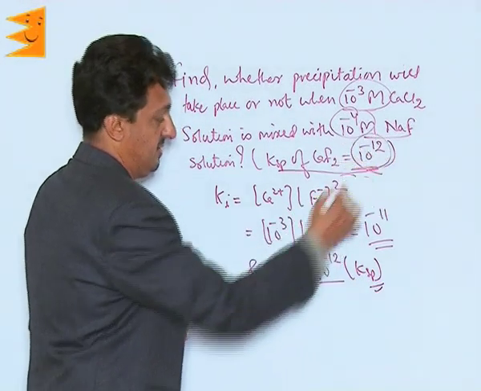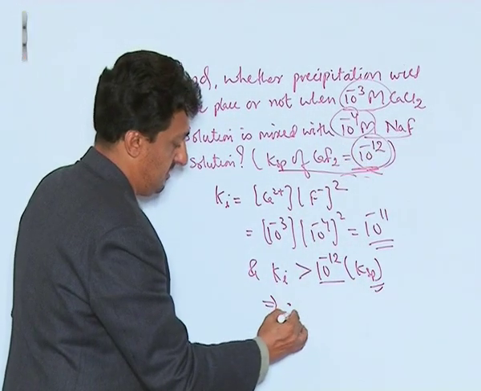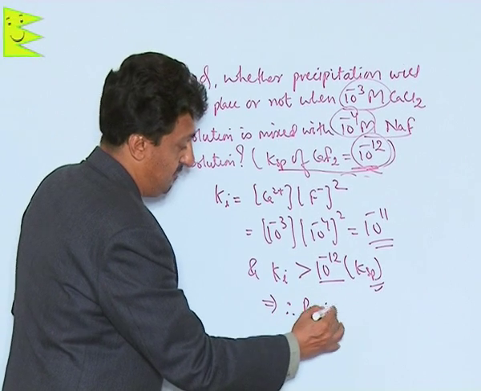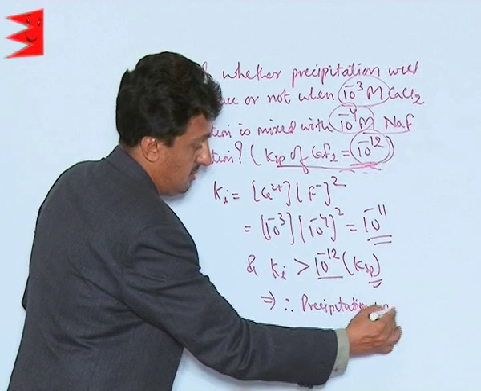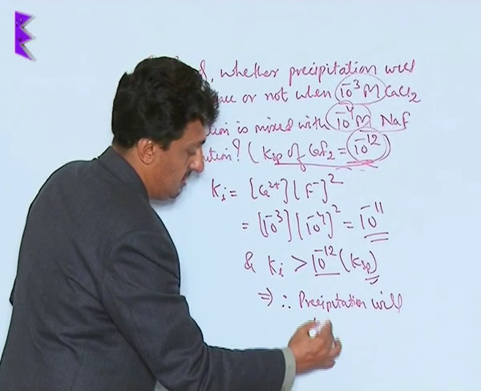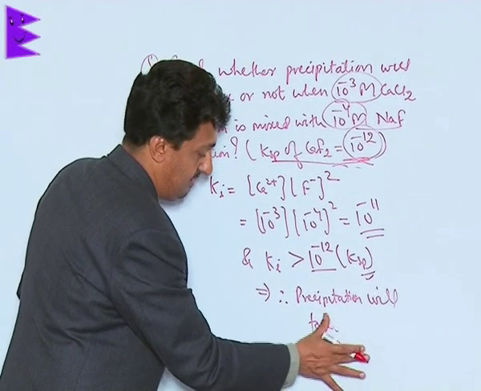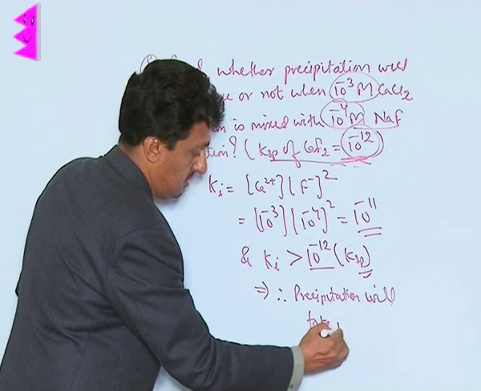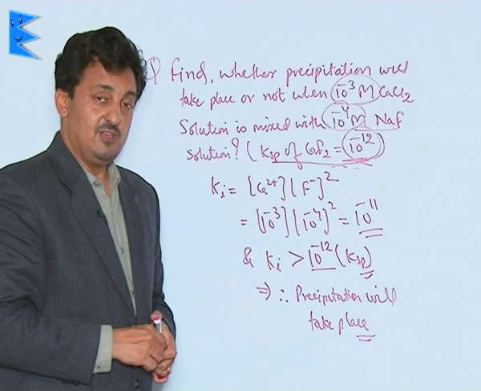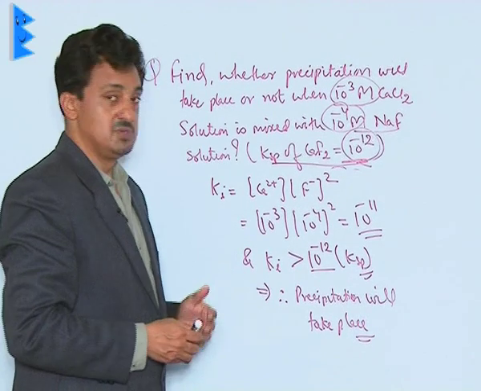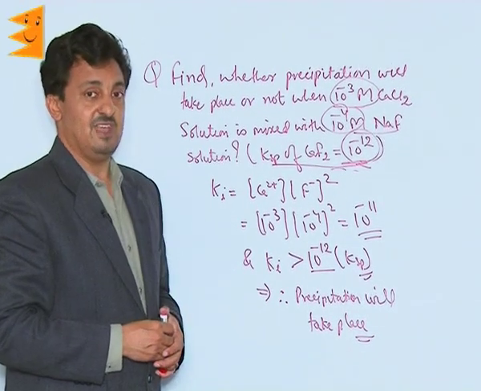the calcium fluoride. Therefore, precipitation will take place and we will have calcium fluoride precipitates. So this is how this information is used to find out whether precipitation takes place or not.